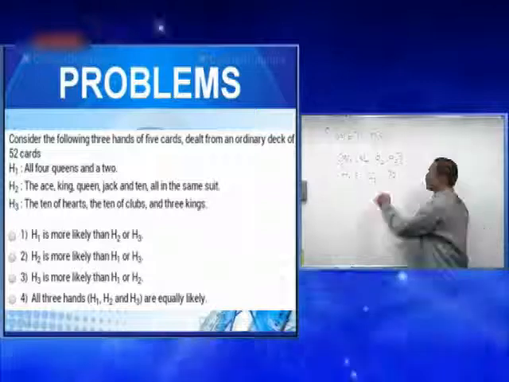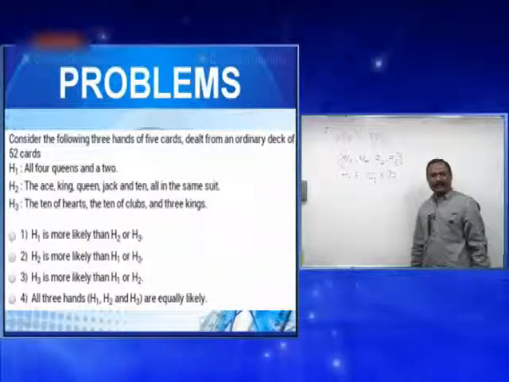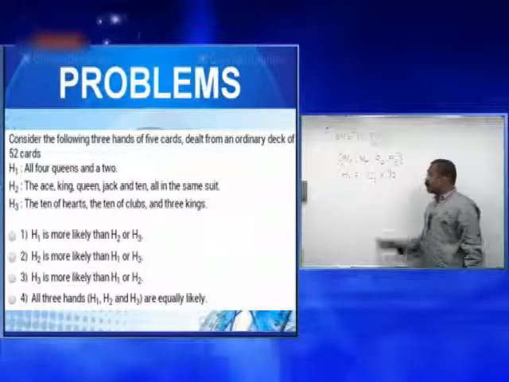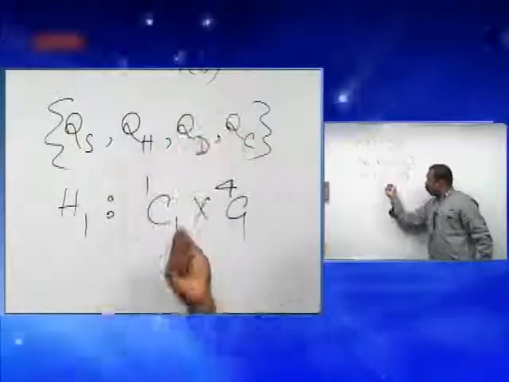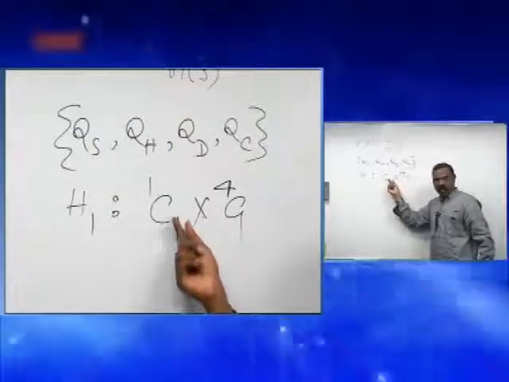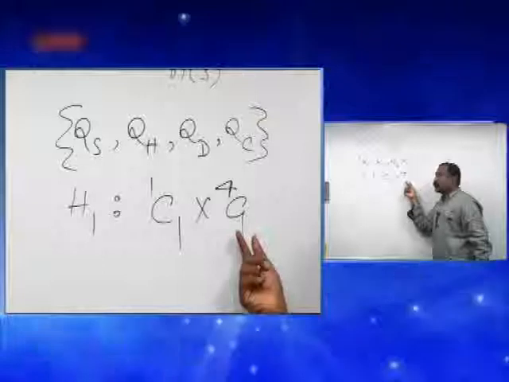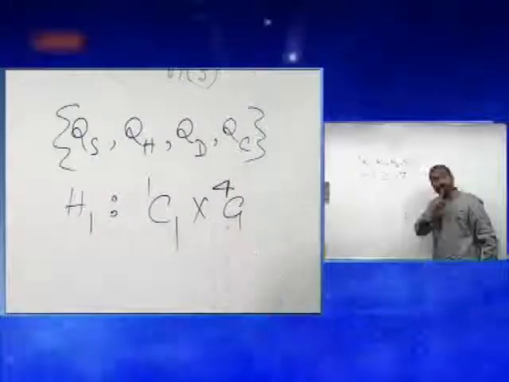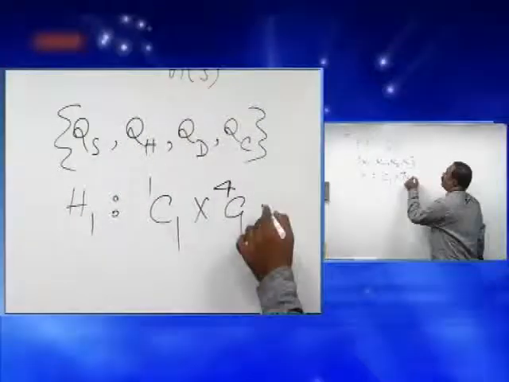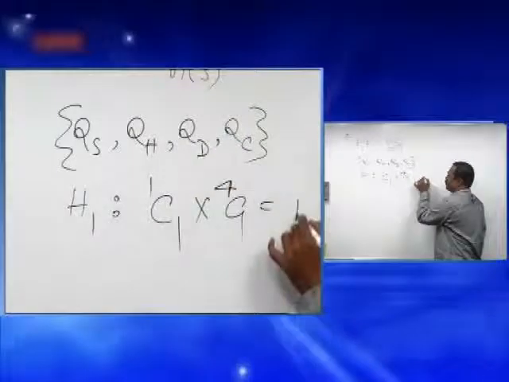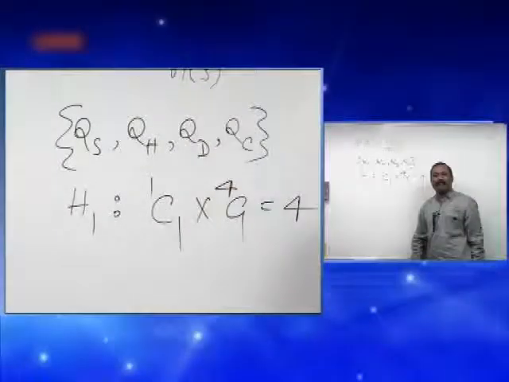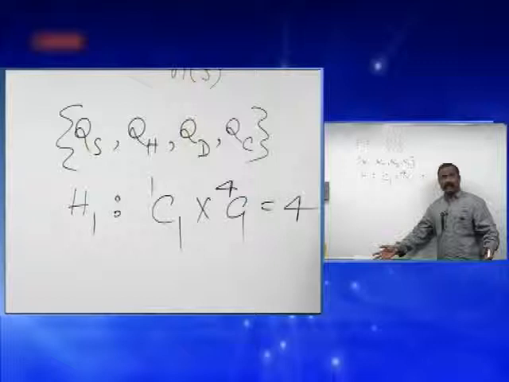First operation, second operation: 1C1 into 4C1. 1C1 is what? It consists of all the 4 cards, 4 are there. And 4C1 is what? From 4 10s you are choosing only 1 10. So the first operation and second operation can be done in 4 different ways. H1 is nothing but 4.